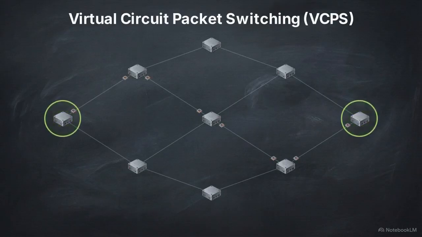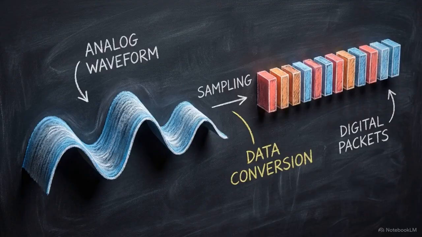VCPS incorporates the first half of the circuit switching model. It mandates a strict setup phase, actively reserving a specific, logical path through the network switches before any communication is authorized. The second half of the design pulls from the datagram model.